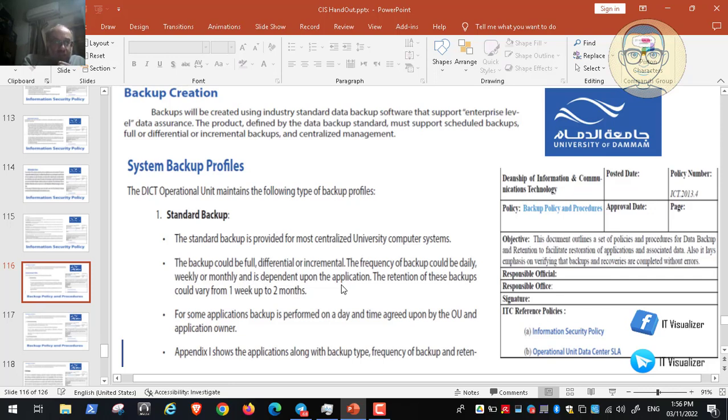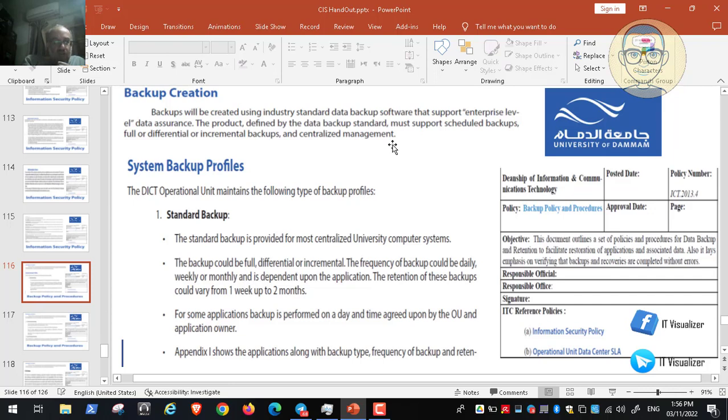It says here that we will take full backup, differential backup, or incremental backup. And again it stresses centralized management. So we should manage all of our backups from one centralized location. Mainly it will be on a server, and it will manage all of the backups on all of the different servers and workstations.